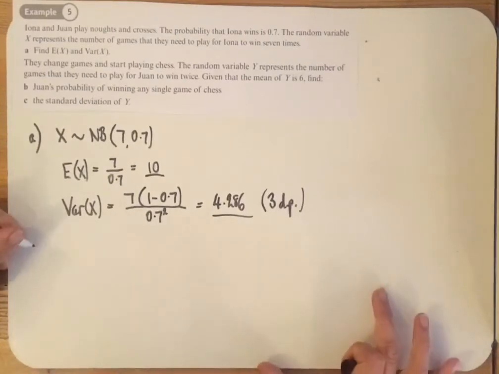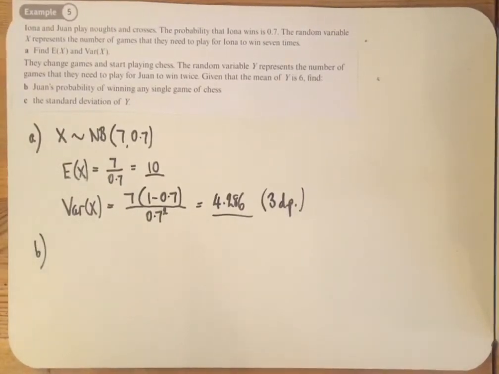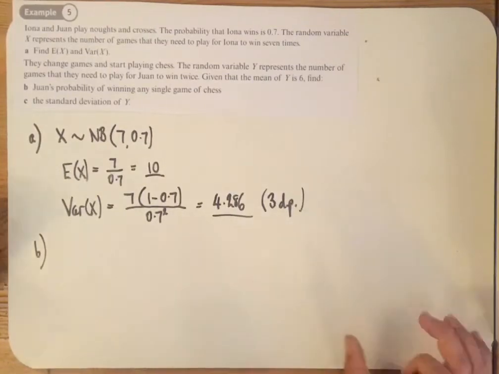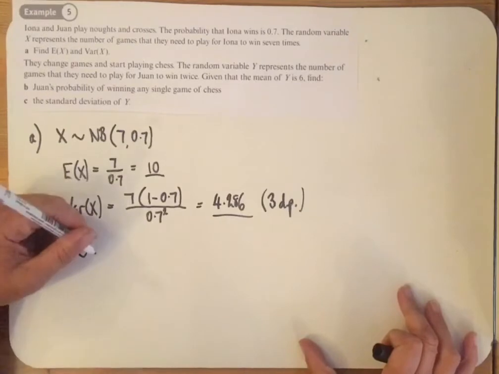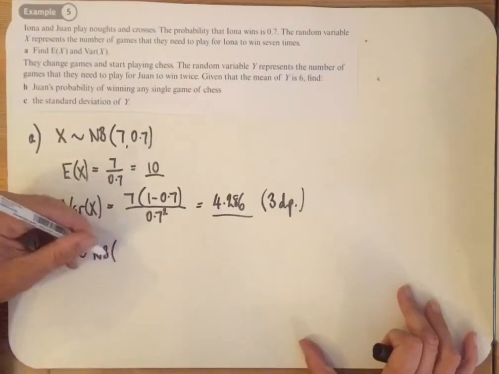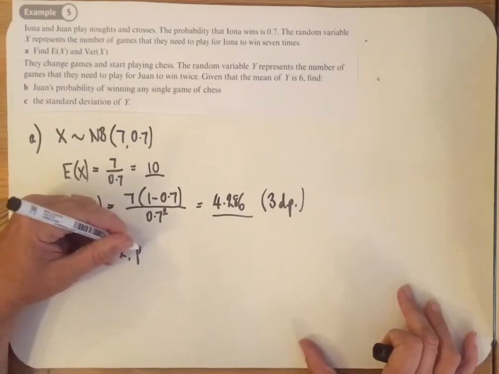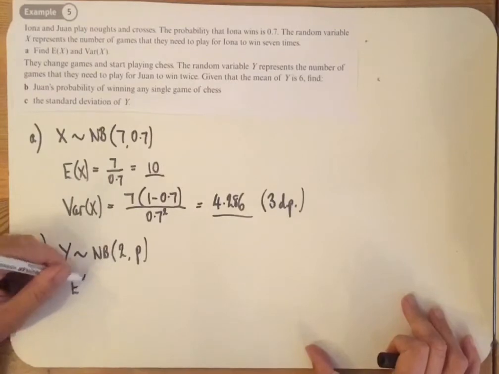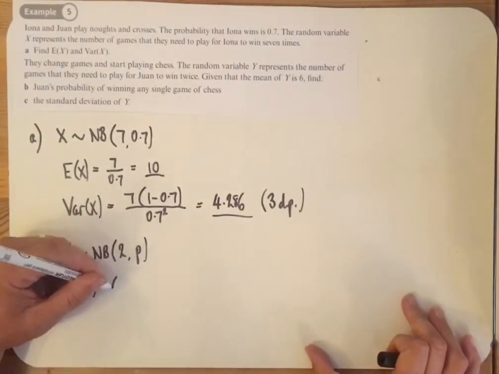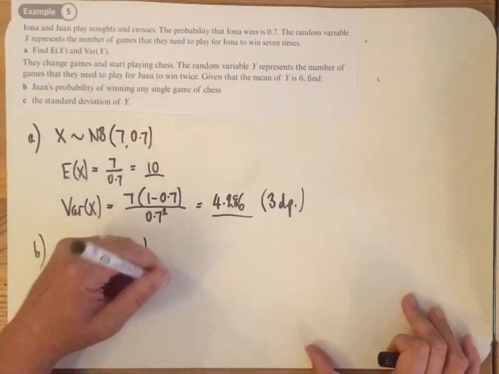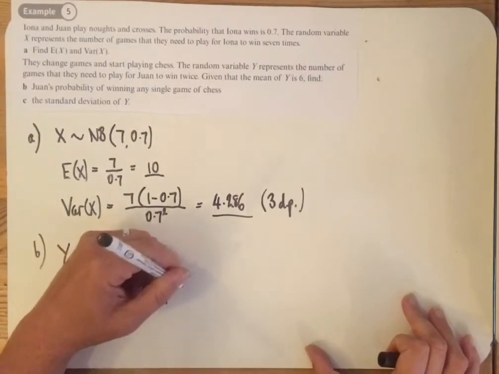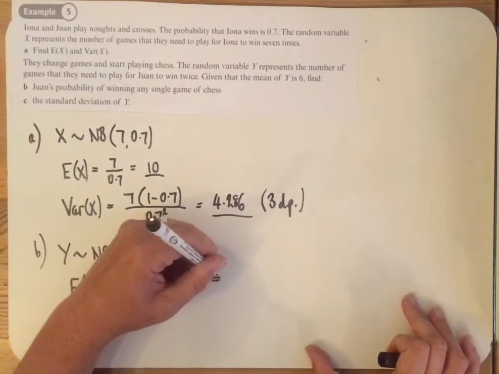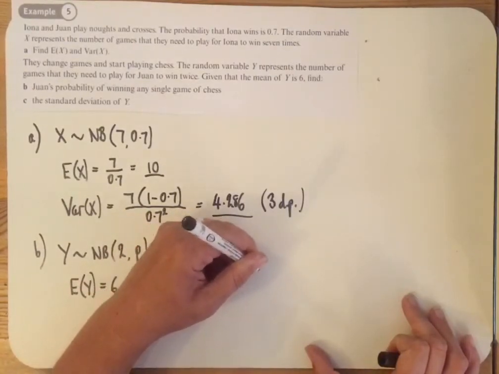They change games and start playing chess. The random variable Y represents the number of games that they need to play for Juan to win twice. Given that the mean of Y is 6, we want to find Juan's probability of winning a single game of chess. So Y is negative binomial 2, p. And we know the mean of Y is 6, so the expectation of Y equals 6. And so 2 over p is equal to 6, which makes p equal to 1/3.